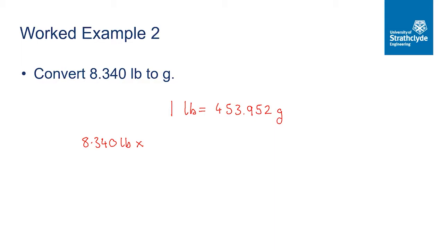Which one we choose is dependent on what units we wish to end up with. So we wish to cancel out the pounds and replace it with grams. So what I'll do is I'll multiply by 453.952 grams divided by 1 pound. And so the pounds cancel out, and then we simply multiply the two numbers together, and that gives us 3783 grams.